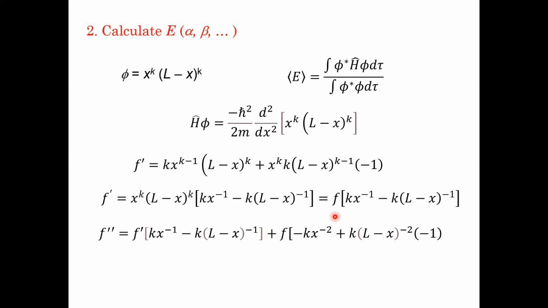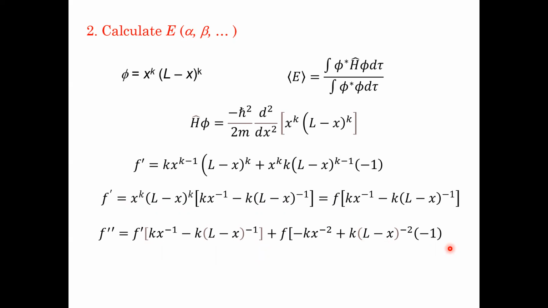I then have to take a second derivative. And again, this is a product rule, right? F is a function of x. So derivative of the first is f prime times leave the second one constant, plus leave the first one constant and then take the derivative of the second. And that looks like this.